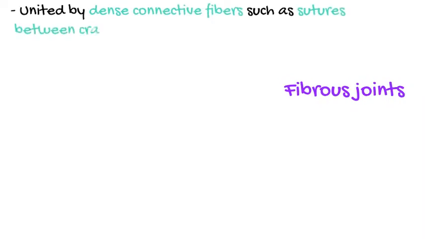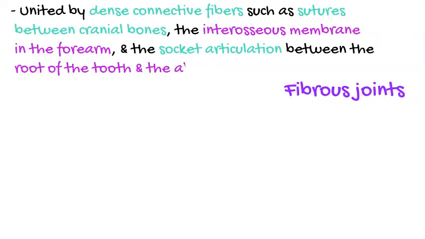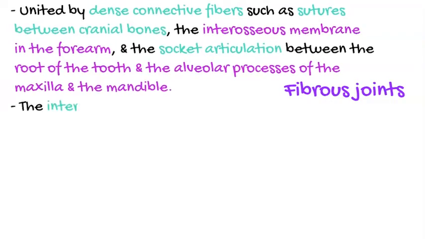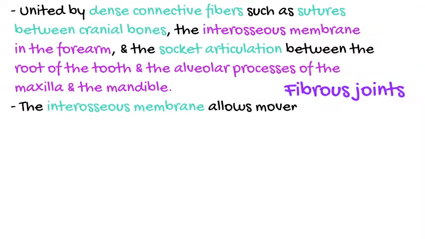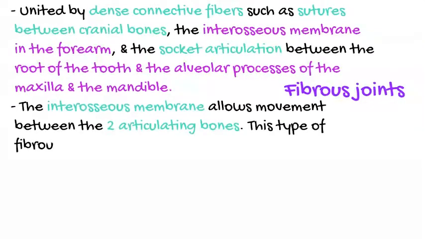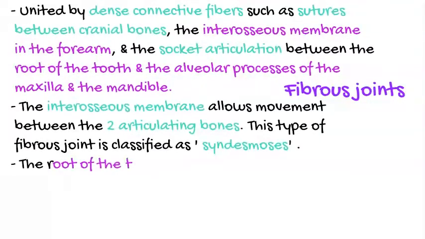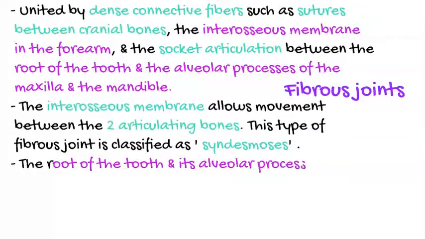A fibrous joint is united by dense connective fibers, such as sutures between the cranial bones, the interosseous membrane in the forearm, and the socket articulation between the root of the tooth and the alveolar processes of the maxilla and the mandible. The interosseous membrane allows movement between the two articulating bones. This type of fibrous joint is classified as syndesmosis.